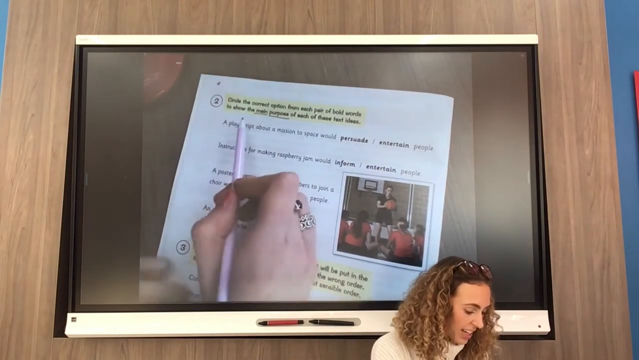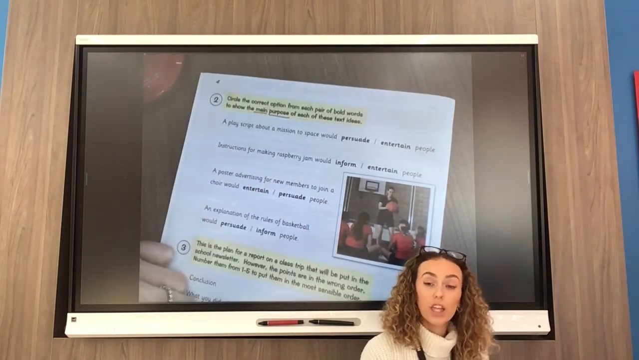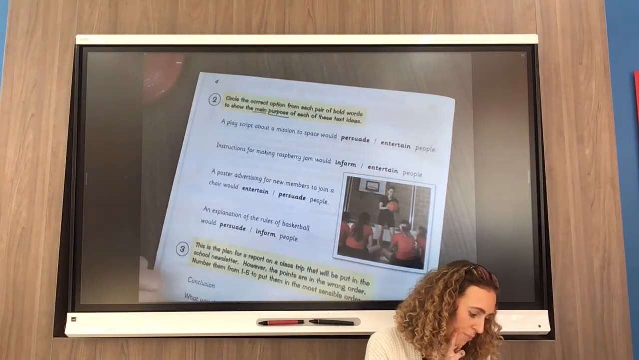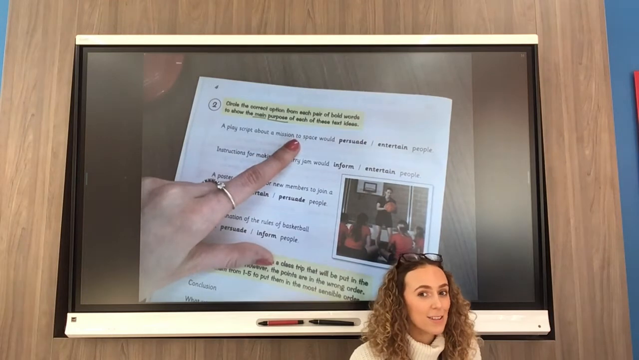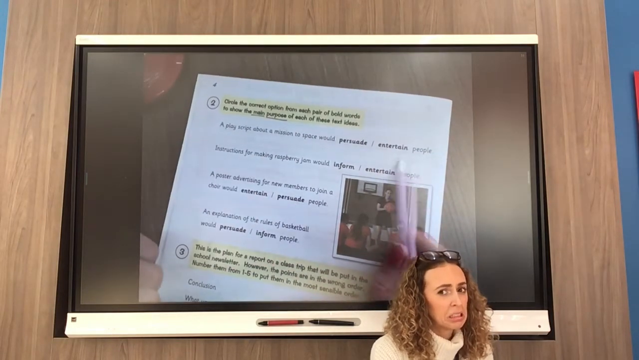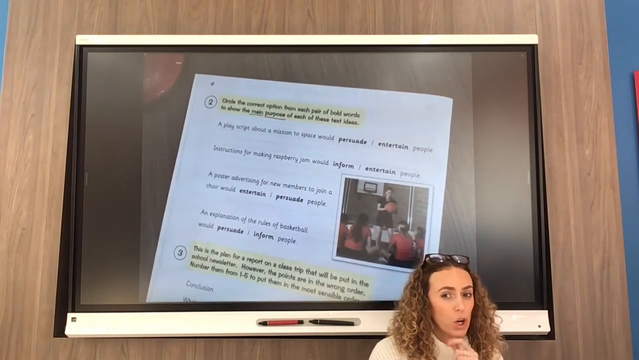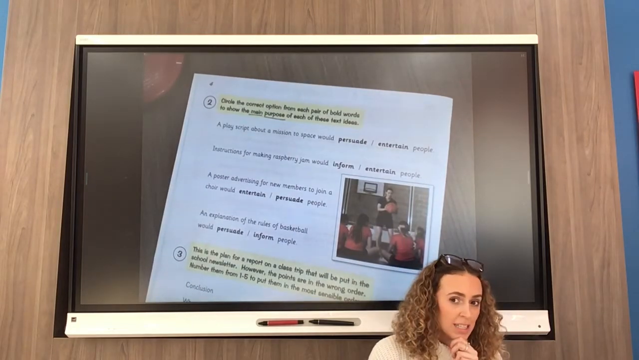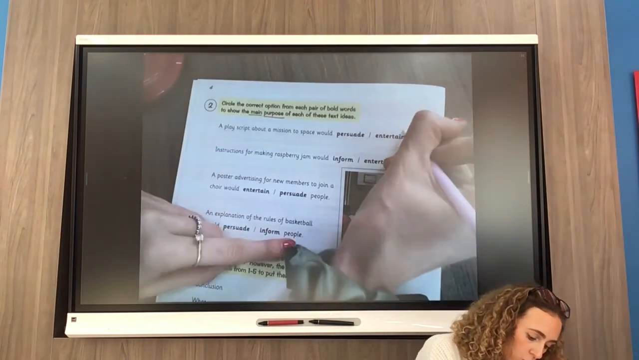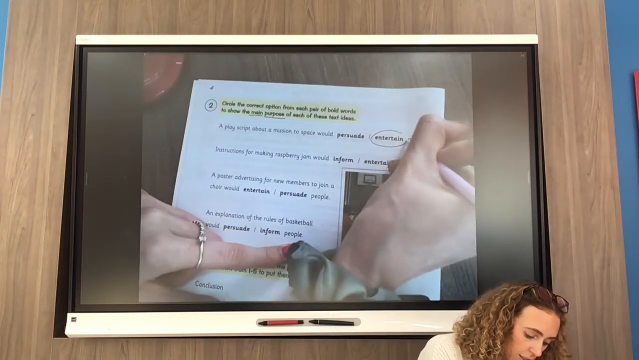Okay, so I know that a play script is when you go and watch a play, okay? So it's the words that are said when you watch a play, about a mission to space. That sounds very exciting. Now I probably think it would want to entertain people. What do you think? Okay, so what I need you to do is to put a circle around the one that you think is correct.